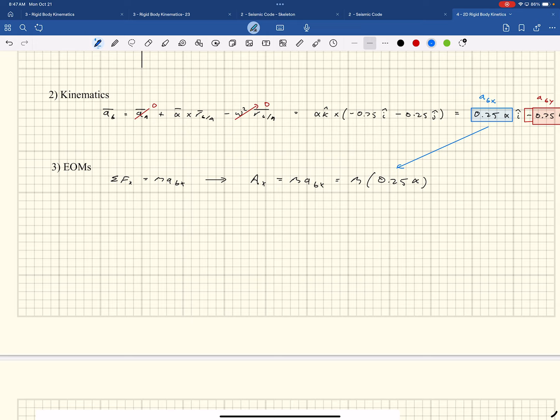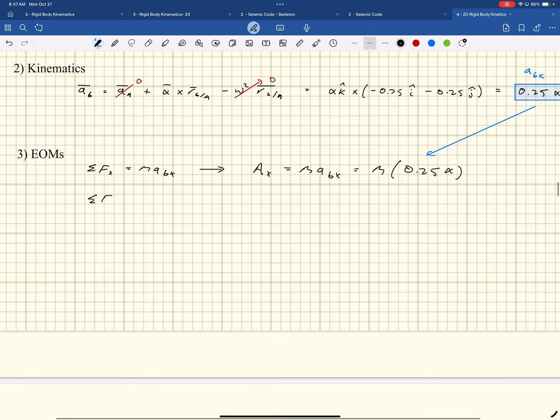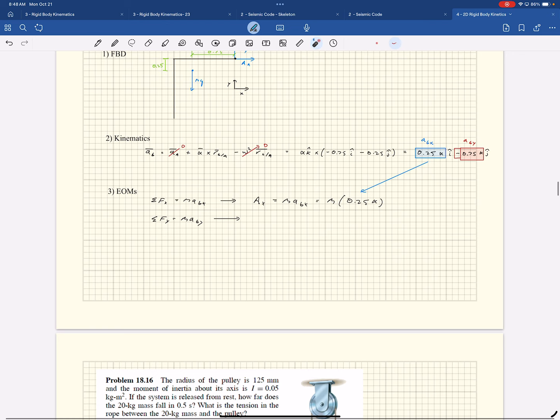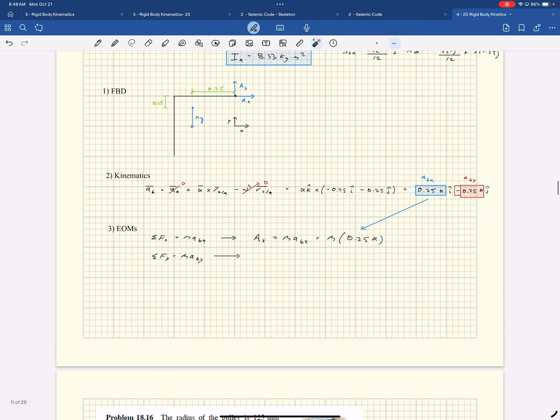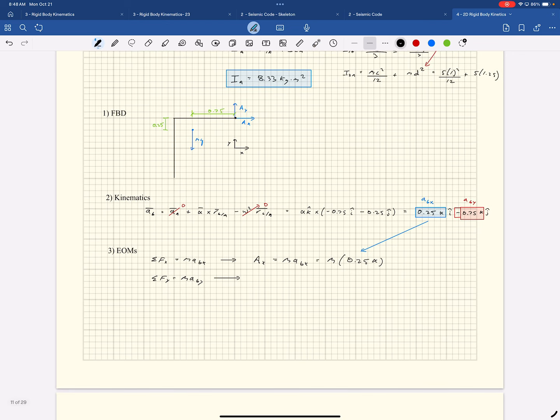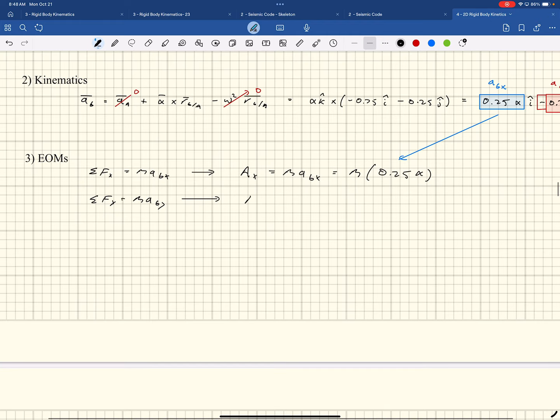Okay, then I write my next equation of motion down. Sum of the forces in the Y is equal to m a_G,y. I look in the Y direction. What do I have? I've got mg and I've got A_Y. I've got positive A_Y minus mg. That's equal to m a_G,y. I just determined what a_G,y was. That's just m times negative 0.75 alpha.